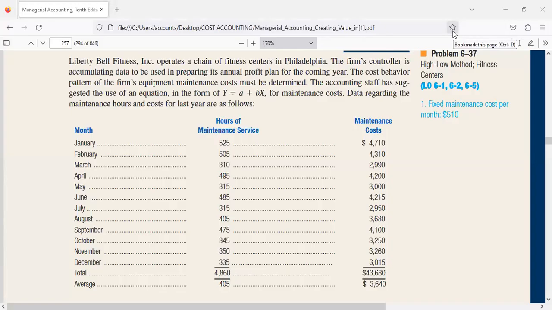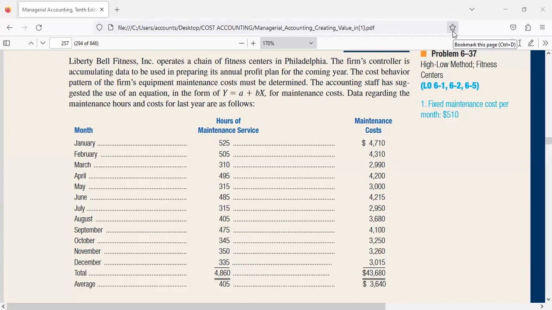Liberty Bell Fitness Inc. operates a chain of fitness centers in Philadelphia. The firm's controller is accumulating data to be used in preparing its annual profit plan for the coming year. The cost behavior pattern of the firm's equipment maintenance costs must be determined.